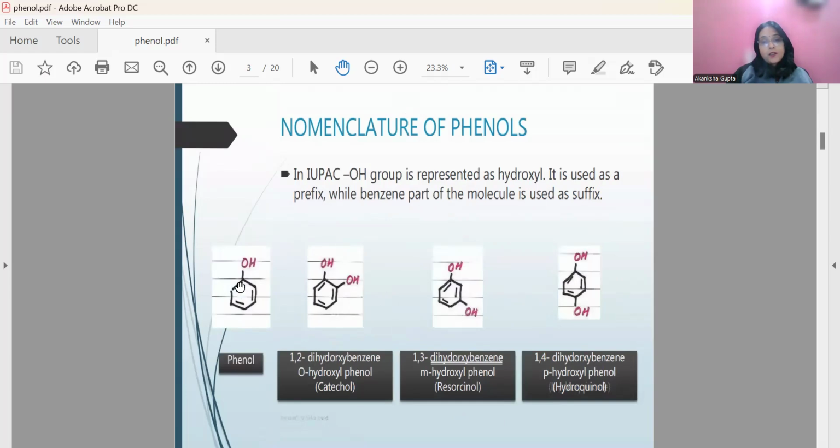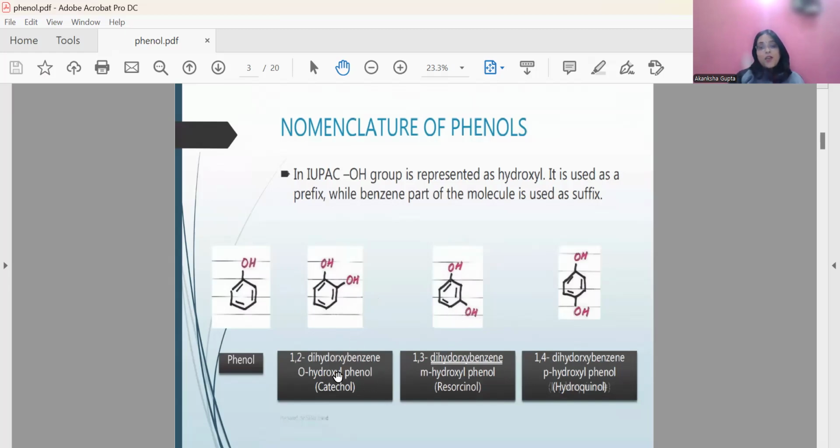So here we can see that in phenol, one benzene ring is directly attached to the OH group. So it is a phenol. And when two hydroxy groups are present in adjacent positions, we can call them C1 and C2. So we can give the name 1,2-dihydroxybenzene, or we can also call it orthohydroxyphenol, and the general name for this structure is catechol. When OH groups are present in 1 and 3 positions, then we can call it 1,3-dihydroxybenzene or metahydroxyphenol. And the general name for this structure is resorcinol.